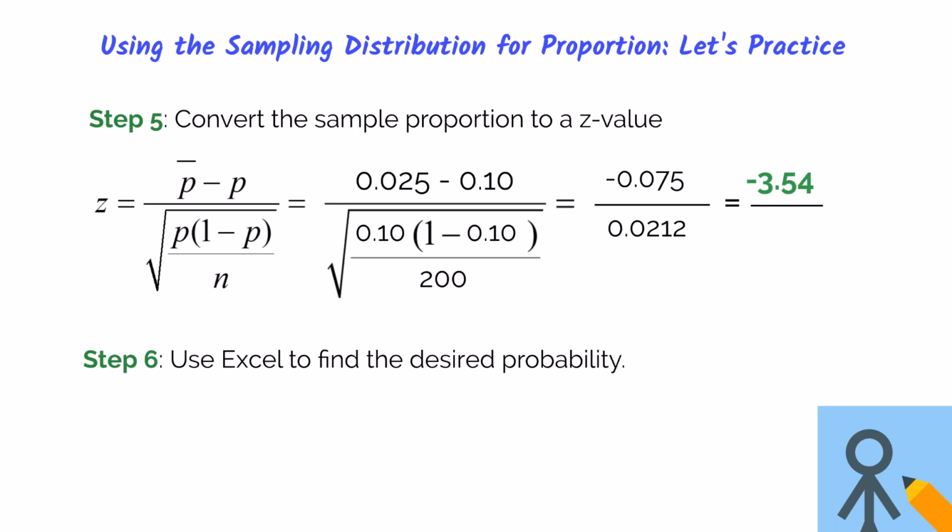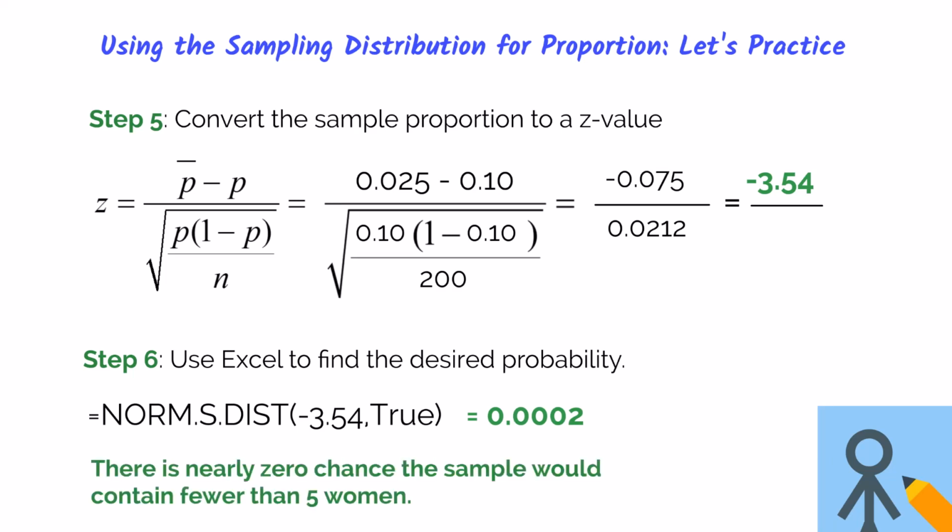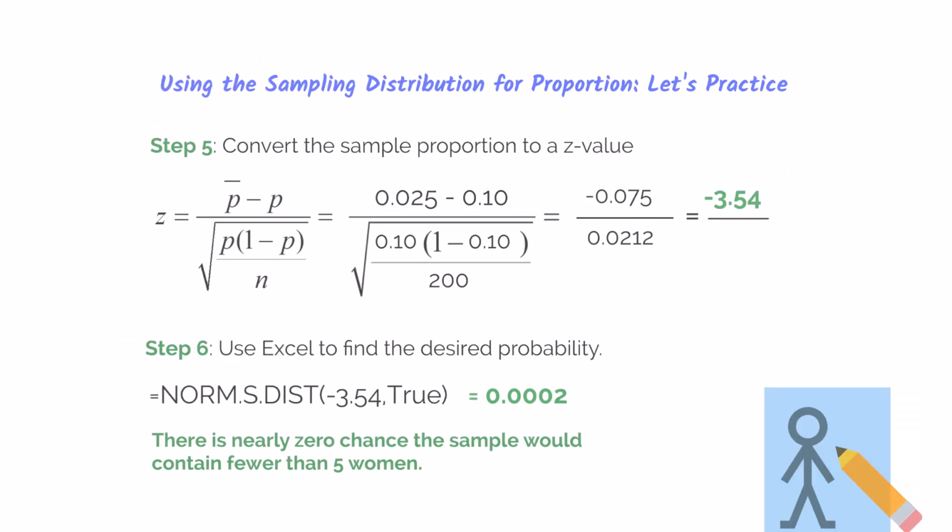So the last step is to use Excel to find the desired probability. Since we're now dealing with a less than, we will just use the output from Excel directly. So I will input the equals NORM.S.DIST and then enter negative 3.54 for my z-value and true for cumulative, and we get 0.0002. So there's nearly a 0% chance that the sample will contain fewer than 5 women.